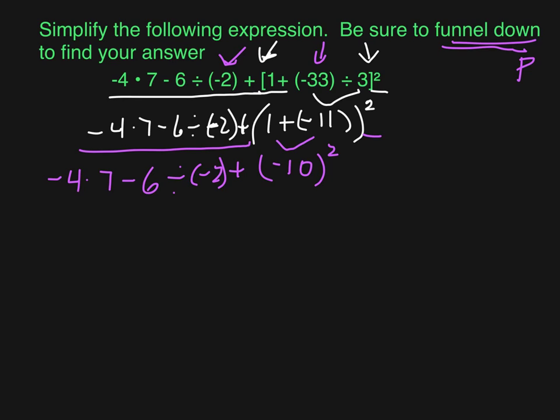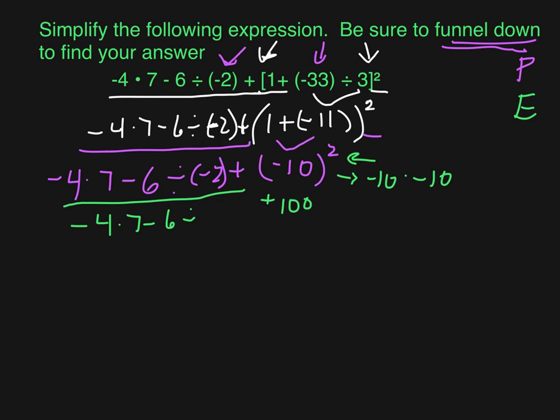Okay, next, I'm all done with the parentheses, so the next thing I want to pay attention to is exponents. I've got an exponent right here. I'm going to underline everything that I'm not going to do right now. I've got negative 10 squared. That, of course, means negative 10 times negative 10. A negative times a negative will always give me a positive, and 10 times 10 is 100. So now bring down the rest of the problem that I haven't done anything to.